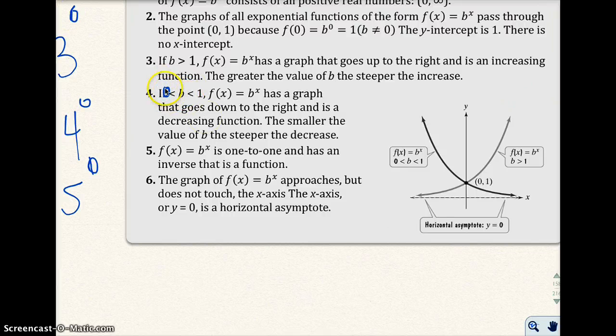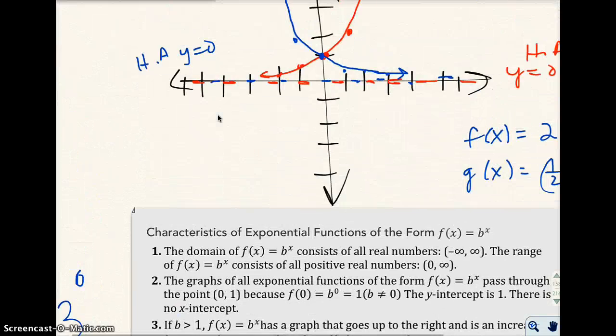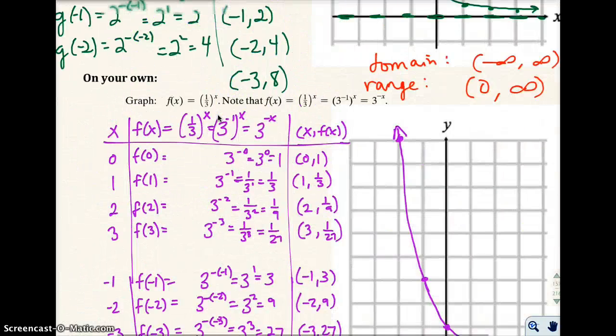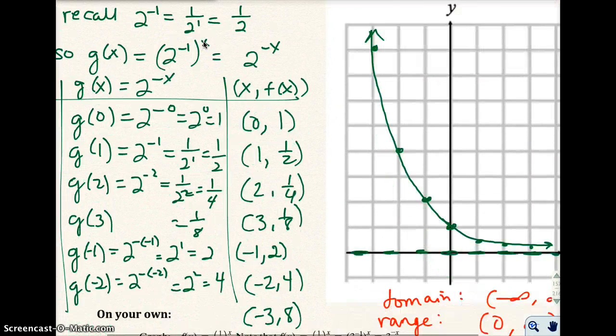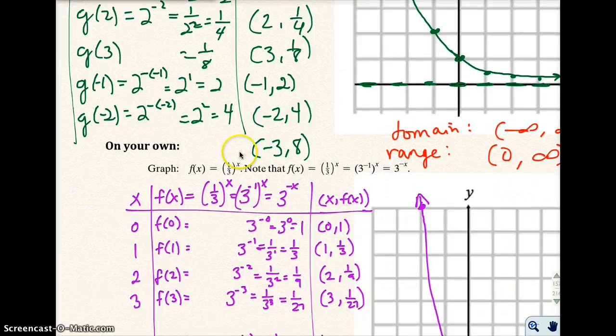They'll probably fix it in my next edition, but if you have an older edition, put that 0 in there. The base has to be between 0 and 1, so it's like a fraction, like 1/2, 1/3, 1/4, and so on. The graph is going to go down to the right. So here we have two examples where the base was between 0 and 1. Here's the 1/2 between 0 and 1, and the 1/3 is between 0 and 1.